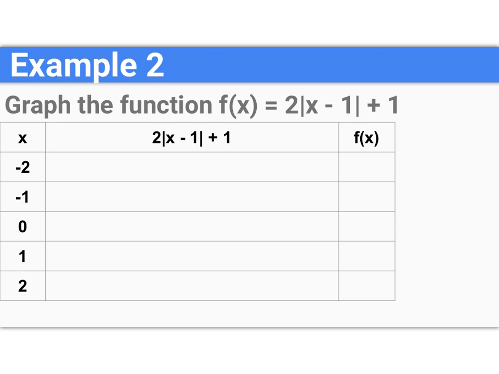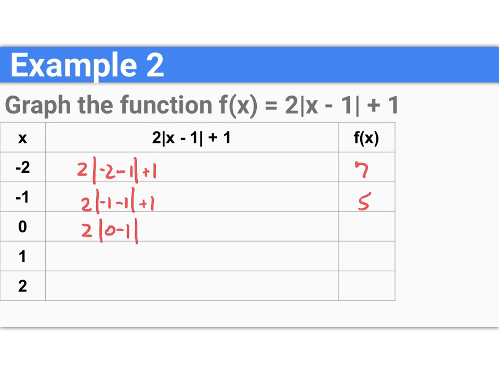Looking at option 2, graph the function. I've given you an equation and a table of values. So you're going to put in -2: -2 minus 1 is -3. The absolute value of -3 is +3. 2 times 3 is 6, plus 1 is 7. Then 2 times the absolute value of -1 minus 1, plus 1. -1 minus 1 is -2. The absolute value is +2. 2 times 2 is 4, plus 1 is 5.